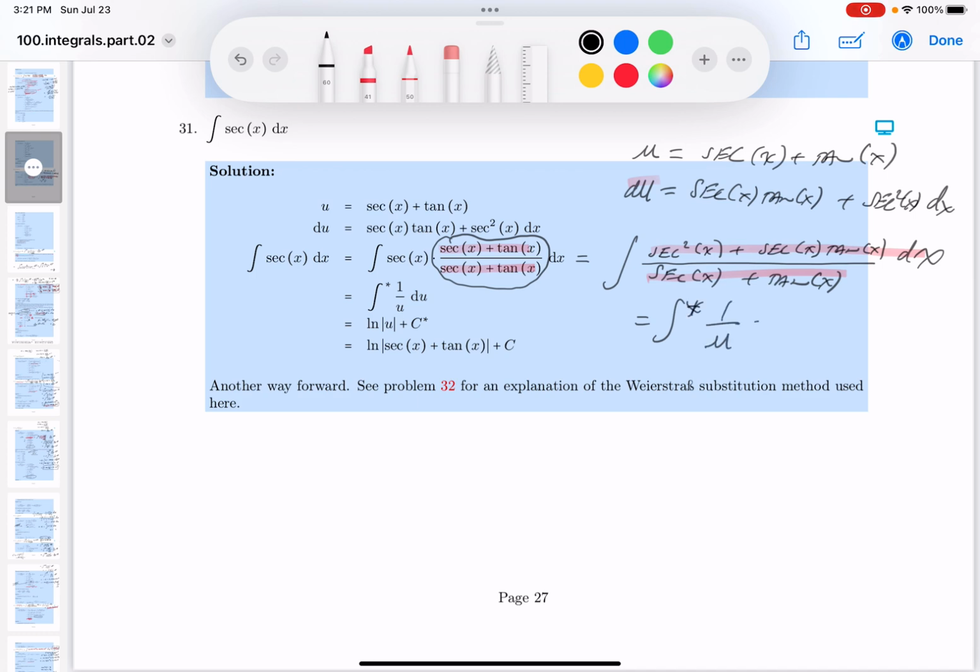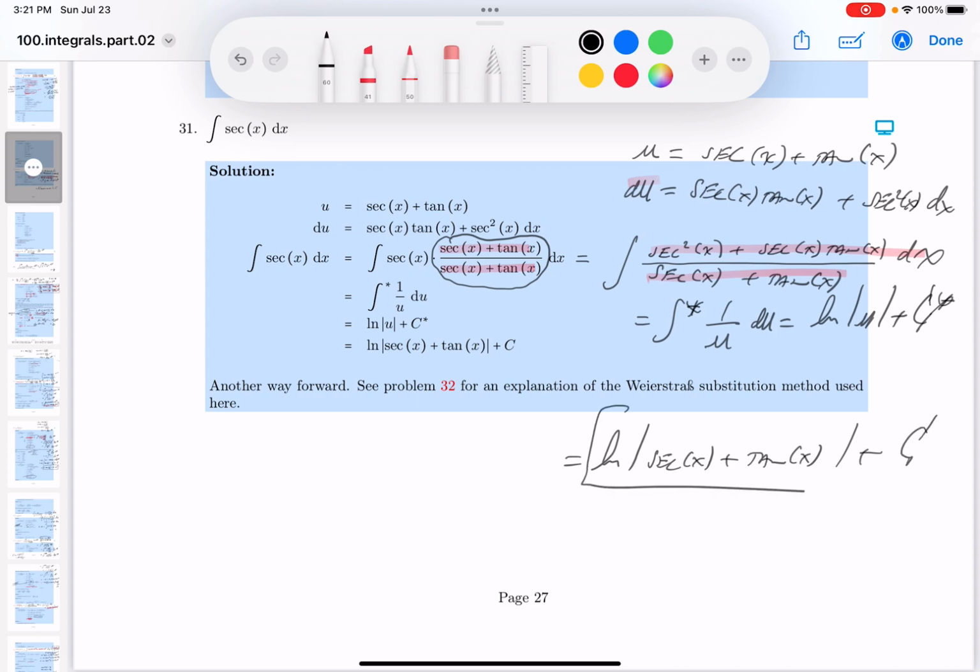1 over u du, which is kind of simple, just natural log absolute value of u plus some constant of integration. What are you going to do now? Go back to the land of x's. So natural log absolute value secant x plus tan x, that's what our u is, plus c. Then what do you do? Look at the key and verify that what we're saying is what's written in the key, by the way.